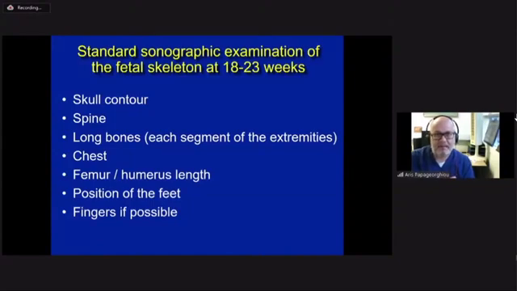So let's start by thinking about the standard sonographic examination of the skeleton at our anomaly scan. Please remember to look at the skull contour, the spine, the long bones, and I'd love you to look at each segment of the extremities. It really doesn't need to take long. You don't have to measure every bone in the routine survey, but of course, if you're concerned about a particular skeletal problem, each long bone should be measured. Look at the chest. In terms of the routine measurements of length, we stick to the femur and humerus, position of the feet, and fingers if possible in the routine scan.